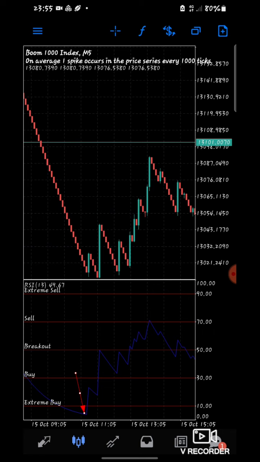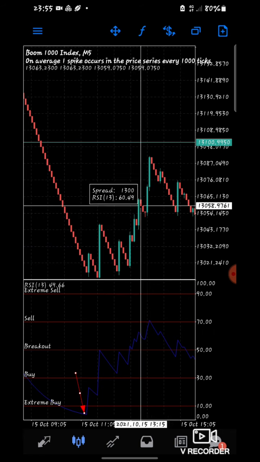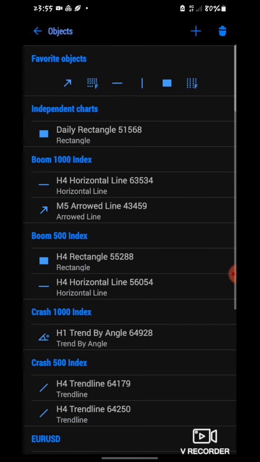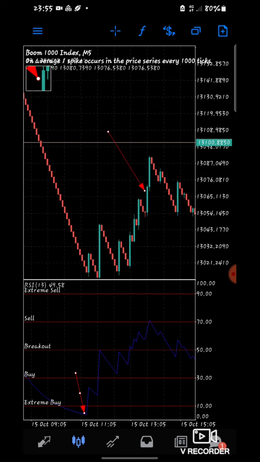Look at the spikes, guys. So touching the RSI line 10, which is the extreme buy, signifies that it is extremely gonna buy. Like, the market is going to be so bullish. So this is just an example of what I was talking about, guys. Can you see that?